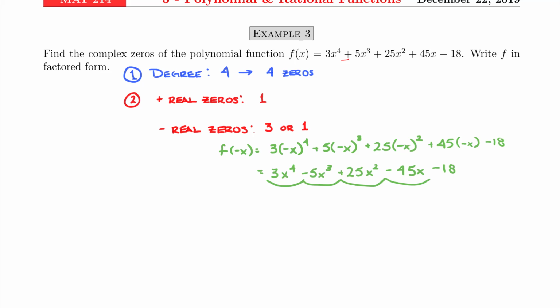So from here we can go on and do the rational zeros theorem, which will be our third step. And remember, for the rational zeros theorem, we look at the constant and the leading coefficient and we list the factors. So for our value for p, which happens to be 18, the factors of 18 are plus or minus 1.